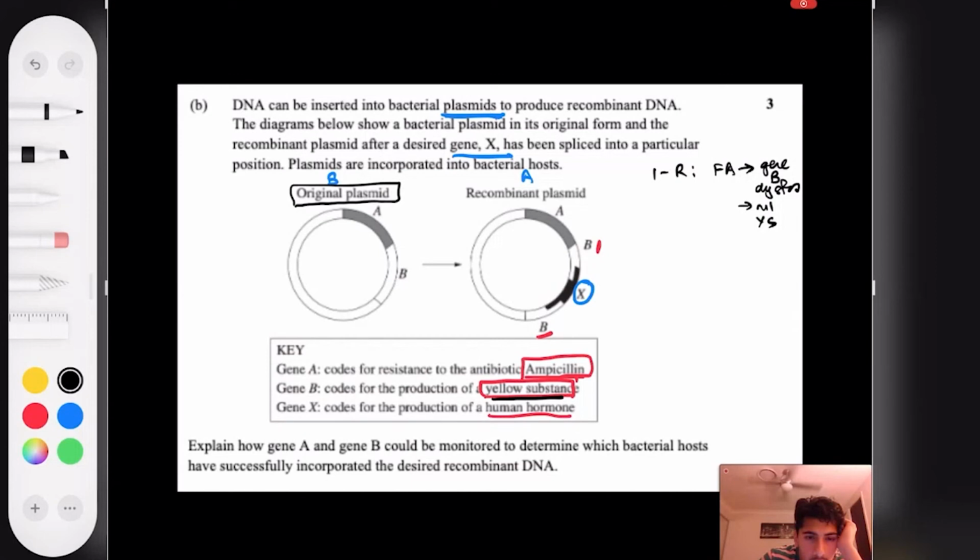The next thing is I want to answer the question, right? The question is, how could we test for A and B? Now, what is A producing, Maya? It's resistant to ampicillin. It codes for resistance. Do you know what ampicillin is, Maya? An antibiotic.